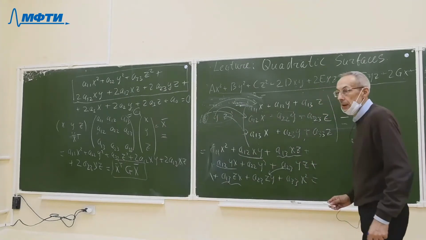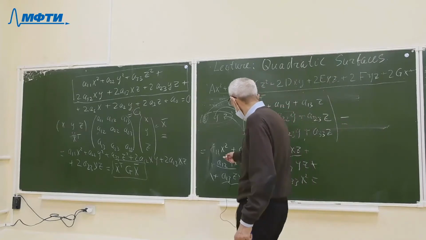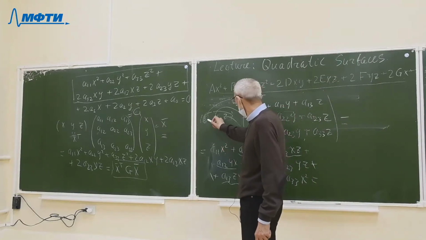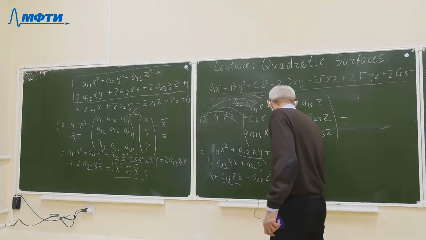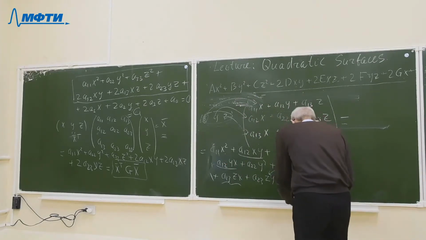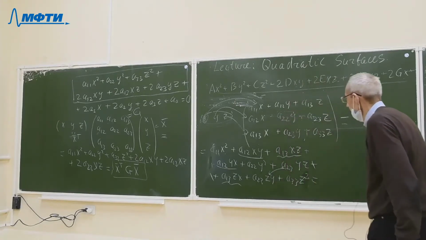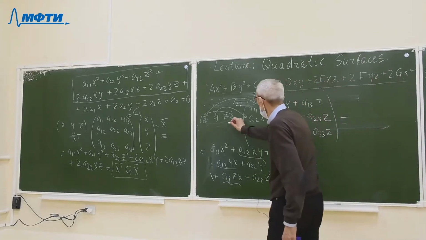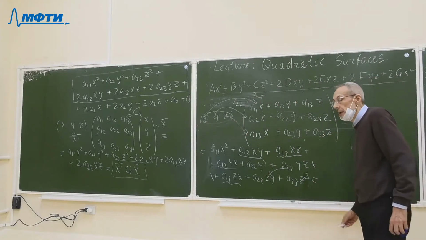Professor, why is the last x squared? Last one, a33. I'm sorry, z squared. Yes, okay, thank you. We multiply z by a33 z, and we obtain z squared.